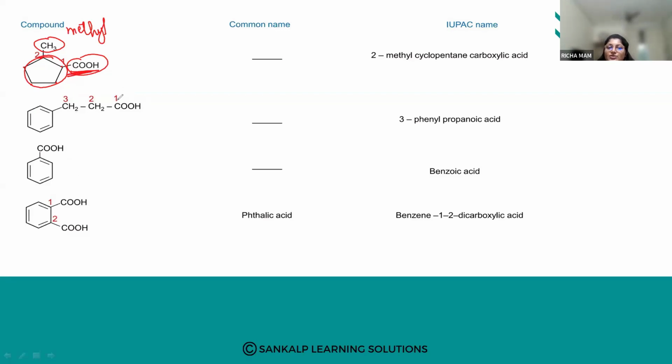Then again, we should get the least number. 1, 2, 3, so it is 3-phenyl. Then 1, 2, 3 is propanoic acid. Then this is benzoic acid. This is benzene 1,2-dicarboxylic acid, because there are two COOH groups, we call it dicarboxylic, and we have to mention the positions of both carboxylic acids. So the 1 and 2 positions have to be mentioned.